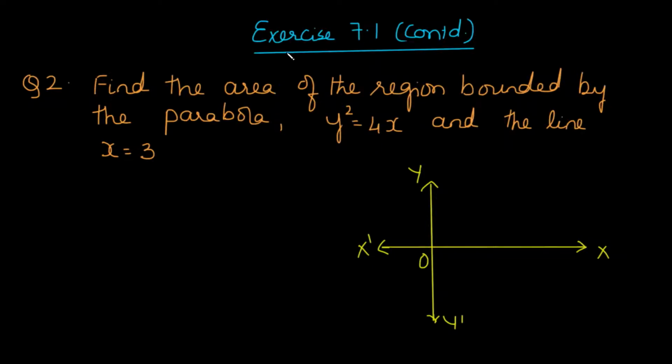Hello students, today we continue with exercise 7.1. We had done question number 1 in the previous lecture. So we start with question 2 just now, that is, find the area of the region bounded by the parabola y square is equal to 4x and the line x is equal to 3.